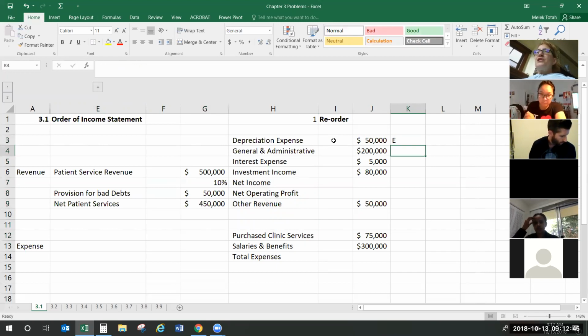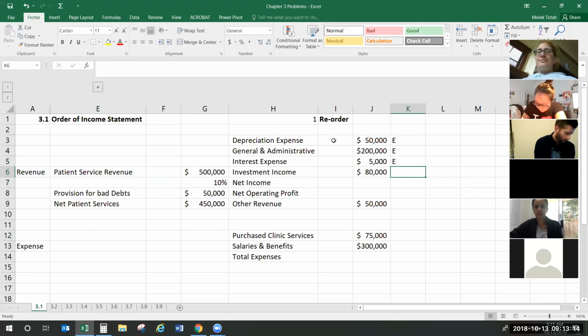Okay. General and administrative. Expense. Okay. Interest expense. That's easy, right? Now, interestingly, interest can actually be a revenue as well. So if you actually have money in a CD or a bank account, you could be earning interest. So it's very possible to see interest as a revenue also sometimes. Okay. Investment income.